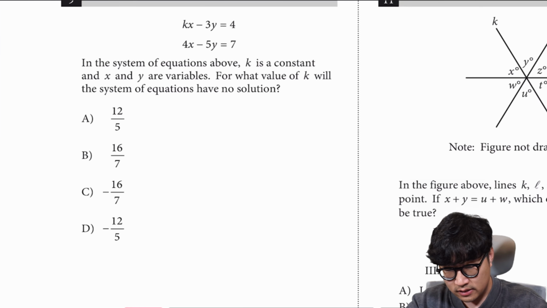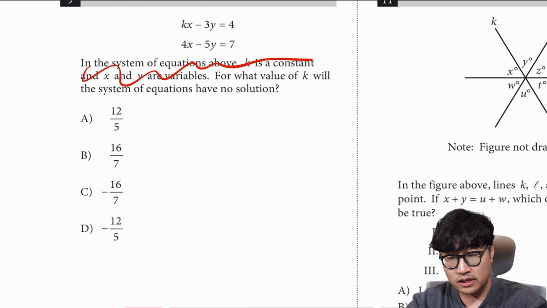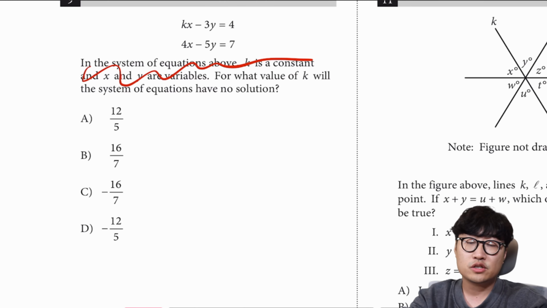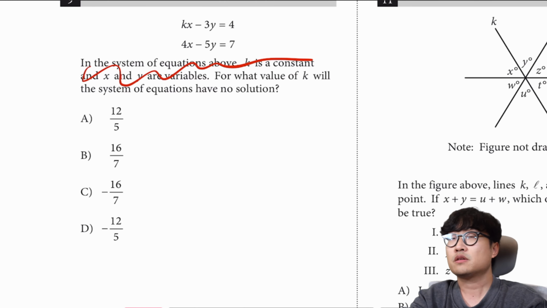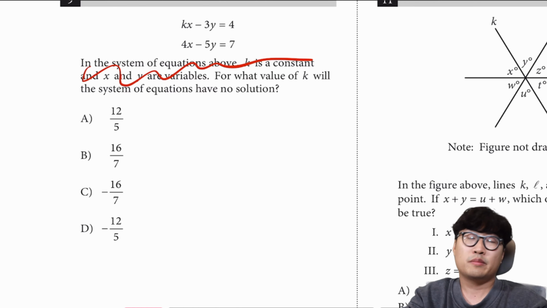Number 9, in the system of equations above, whatever. For what value of K will the system of equations have no solution? So you want no solution, meaning you want the two equations to never meet. Well, graphically speaking, you're talking about two lines that are parallel. They'll never meet each other because they have different y-intercepts. Or just make them into algebraic equations.